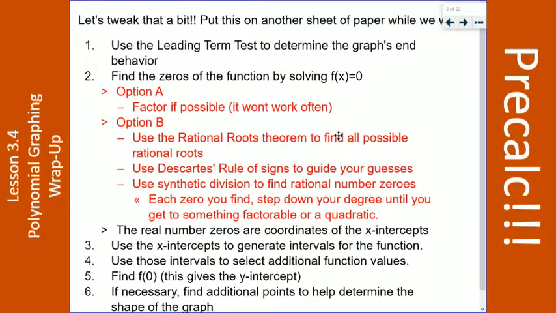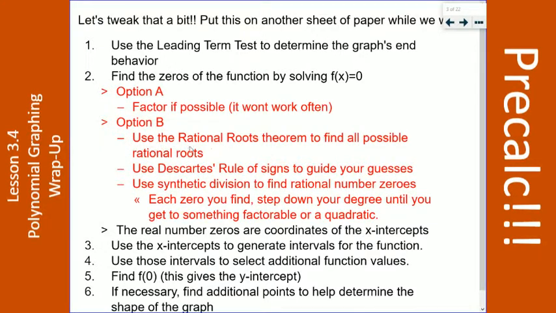But before we do, we need to figure out a way to incorporate these new skills into this procedure. All the black stuff is still the same. It still has 6 steps, but step 2 gets stretched out a bit. Option A, if we can, we always want to factor something if it's possible. It won't often work. Option B is what's going to happen most frequently.